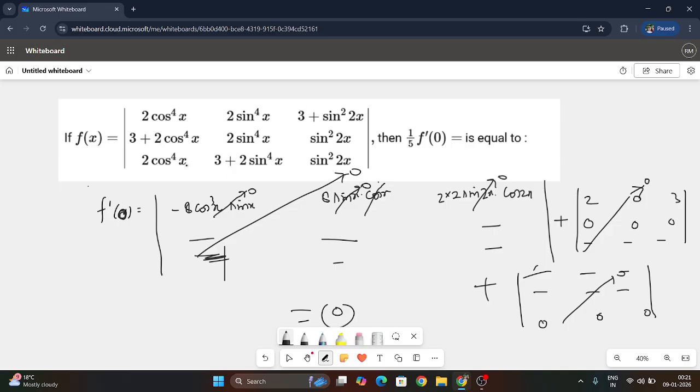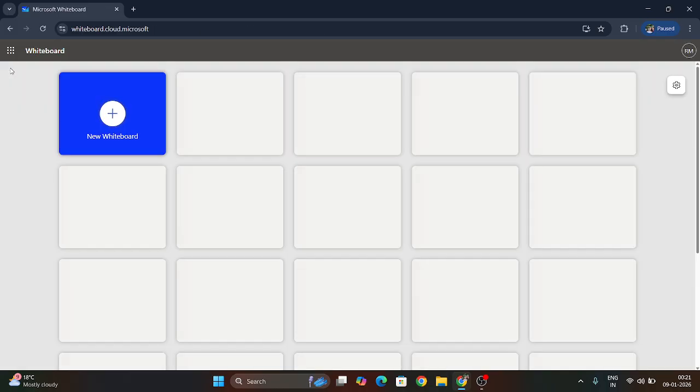Okay, if you start solving the determinants and then put x is equal to 0, it's really going to be very lengthy. You have to follow this approach. Okay, I think it is clear to you.